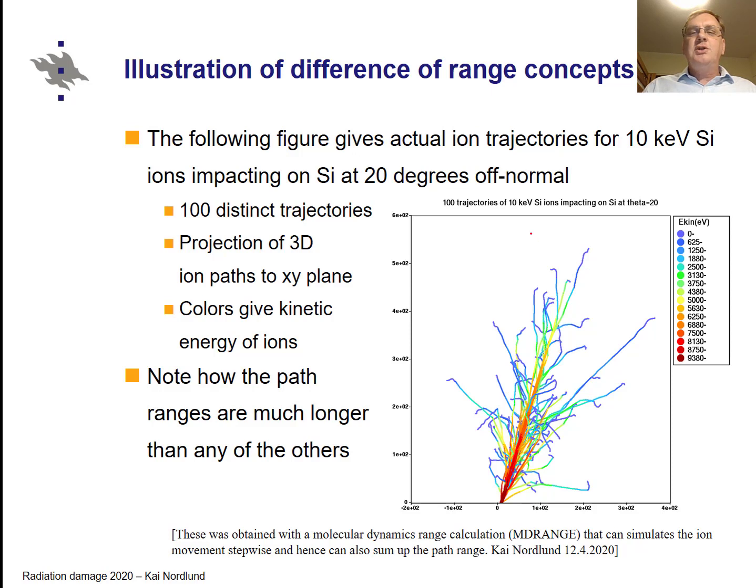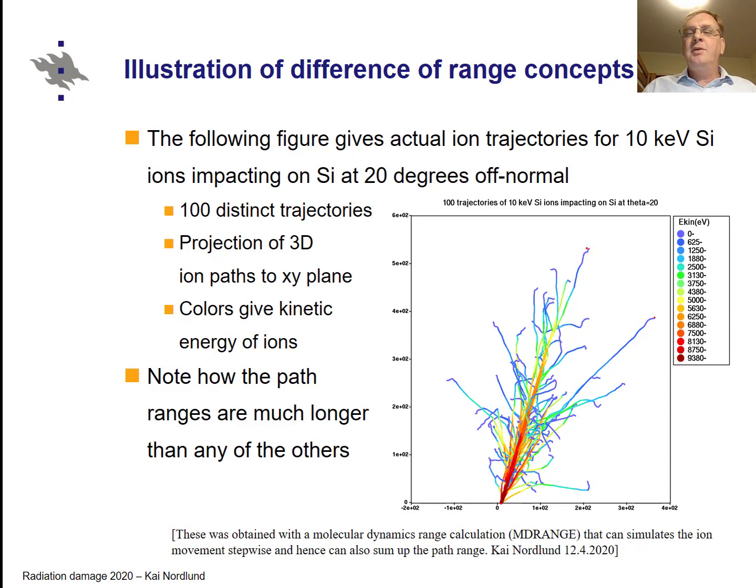So what this plot shows is 100 trajectories of 10 keV silicon ions impacting on silicon at 20 degrees off normal, and the color scale is the kinetic energy of the ions. So the dark red is the initial energy of 10 keV, and then the other colors along this rainbow scale go down towards the blue, which is then 0. Of course, when the ion energy goes to 0, it stops. And for each of these trajectories, the final position is the final ion position.